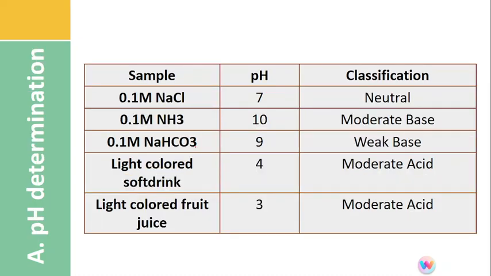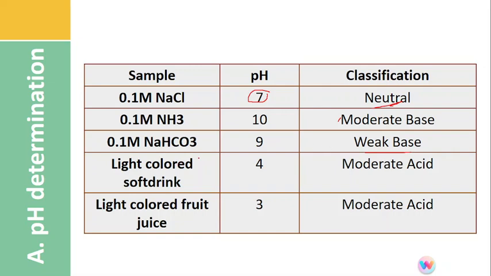In the pH determination, ito mga iba't ibang chemical solutions or reagents na pwede nating mahanap sa laboratory or in our house. So, using the pH meter, we can observe the 0.1 molar sodium chloride will have a pH of 7, which has a neutral classification. Next naman, examples na lang to ha, yung 0.1 molar NH3, meron siyang pH na 10, and is classified under the moderate base. Yung 0.1 NaHCO3 has a pH of 9 and is classified under the weak base.